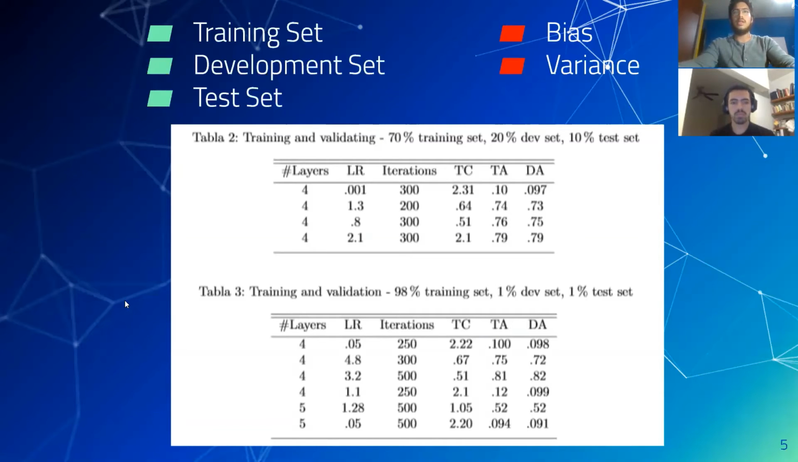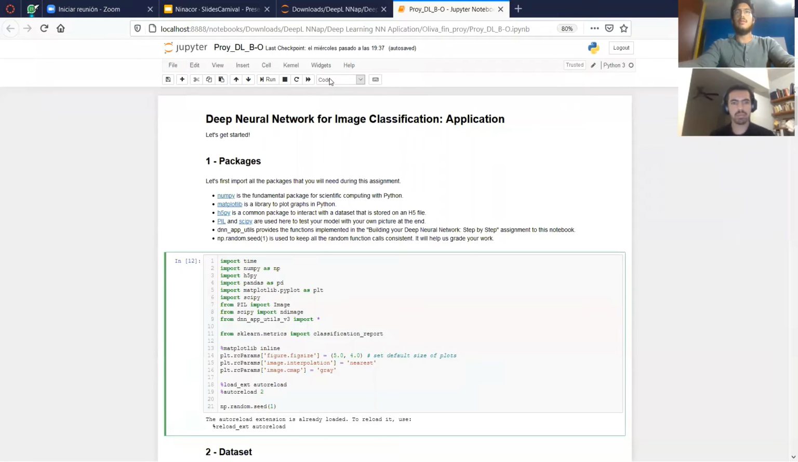So as you can see here in table number 2, we made some experiments, and table number 3 is better to show in the Jupyter notebook. Let's go to it. Okay. Can you see it, Bernardo? Okay. Yes, I can see.